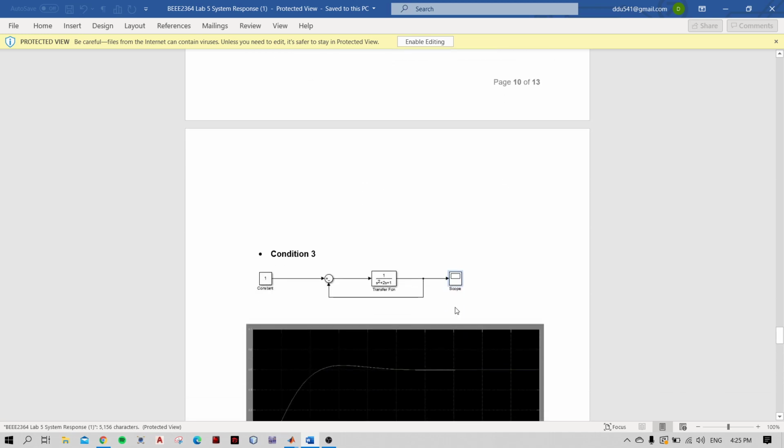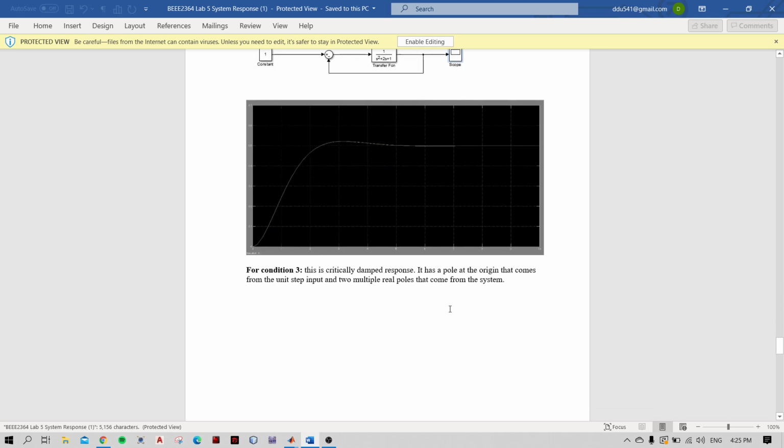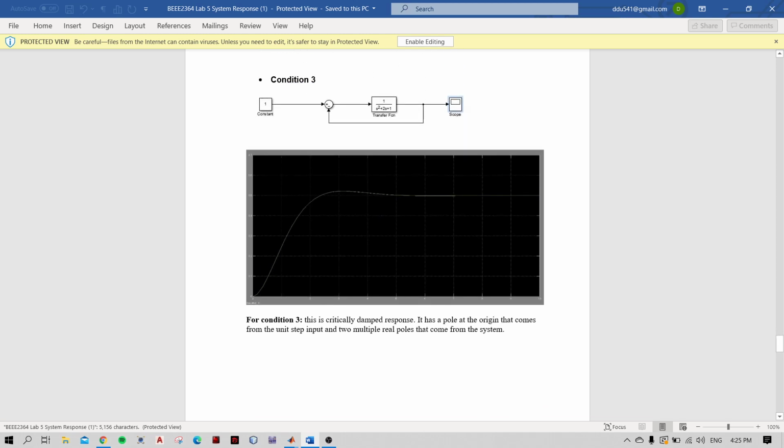Then we go to condition 3. This is the step response, and this is called a critically damped response. It has a pole at the origin that comes from the unit step input and 2 multiple real poles that come from the system.